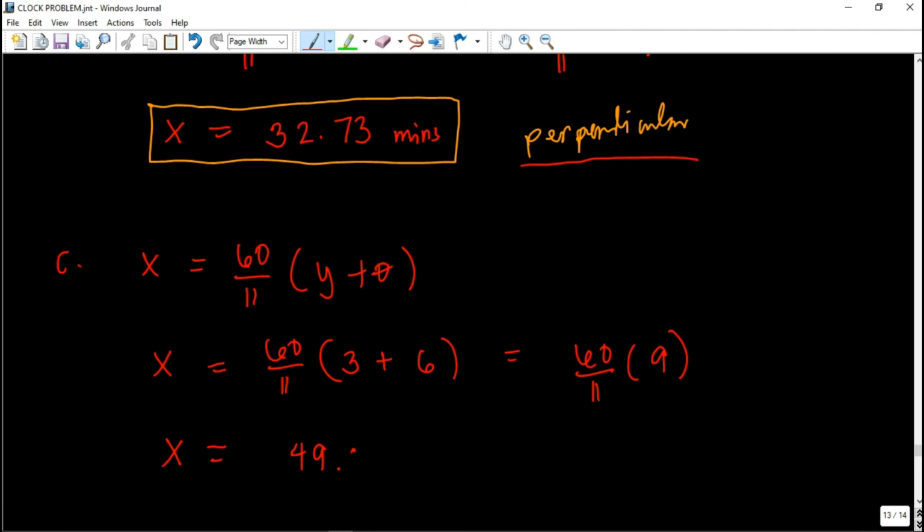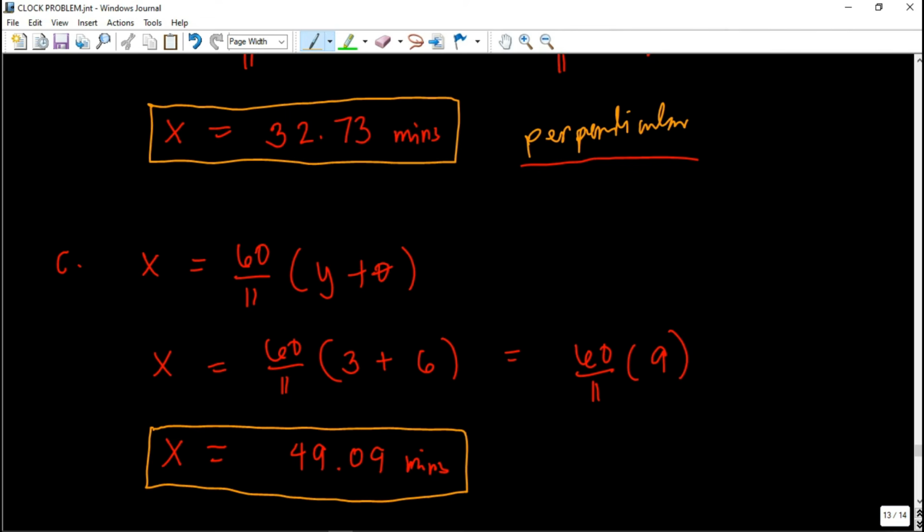49.09 minutes. So, this means that 49.09 minutes after 3 o'clock, the hour hand and minute hand are opposite to each other. So, this is opposite. Okay, so that's how you solve problems if you are going to use this formula.